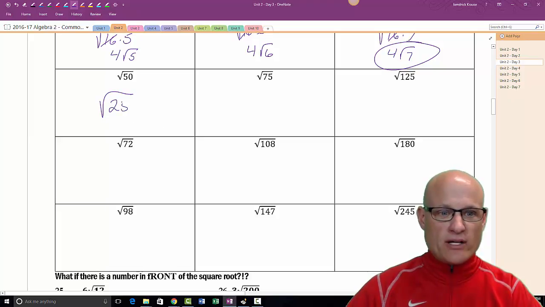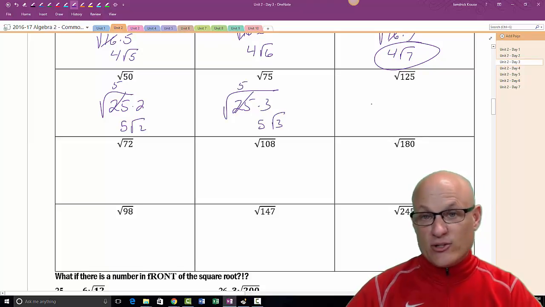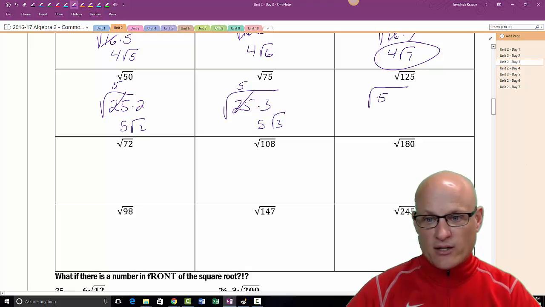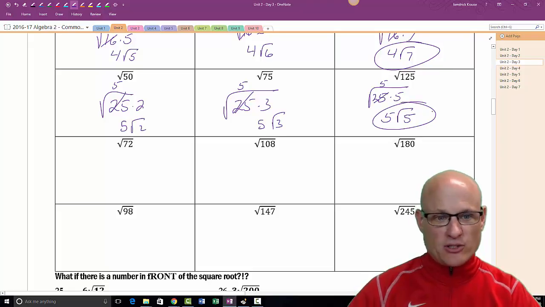Square root of 25 times 2. Oh, 5 square roots of 2. The square root of 25 times 3. Oh, 5 square roots of 3. I didn't use 100 because 100 is a perfect square, so it's 25 times 5. Square root of 25 is 5, so it becomes 5 square roots of 5. And so anyway, basically if it ends in a 5, 25 probably goes into it.